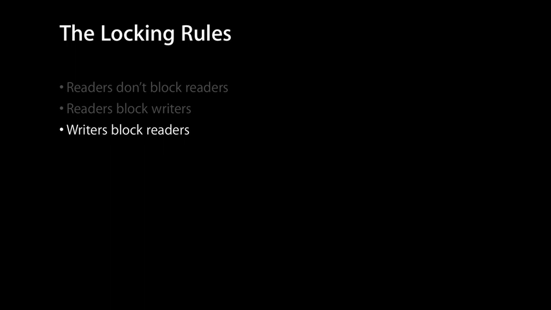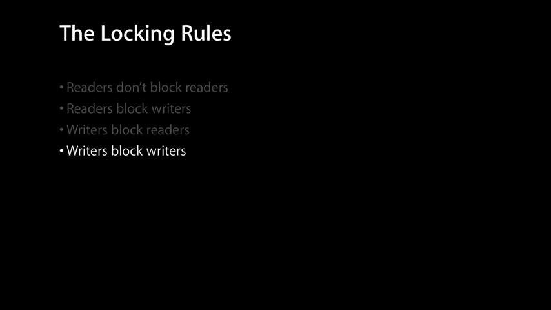So what are the locking rules that File Coordinator uses? It's actually pretty straightforward. Readers don't block other readers. If you have two processes trying to read the same file, that's totally safe. Readers do block writers. If you're in the process of reading a file, someone else who wants to update it needs to wait until you're finished reading. Writers block readers. Again, if you're writing to a file, someone else needs to wait to read that file until you're finished. Writers block other writers.